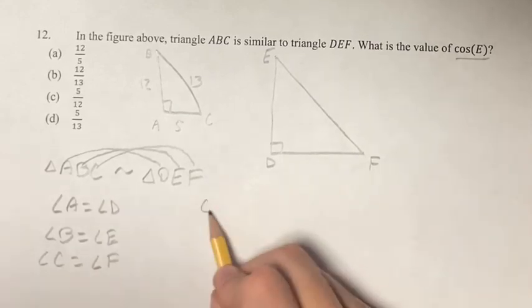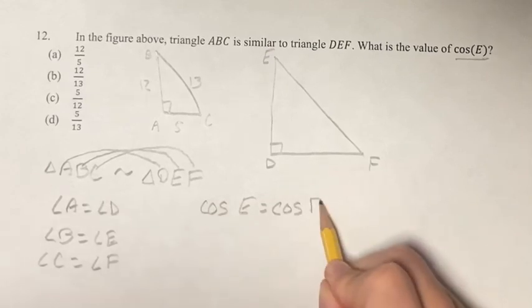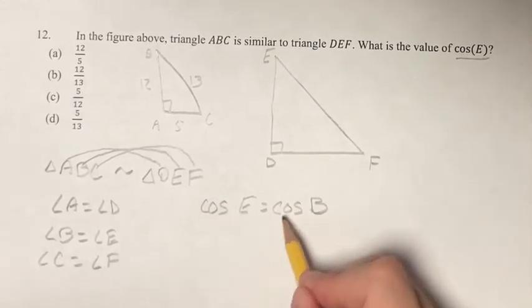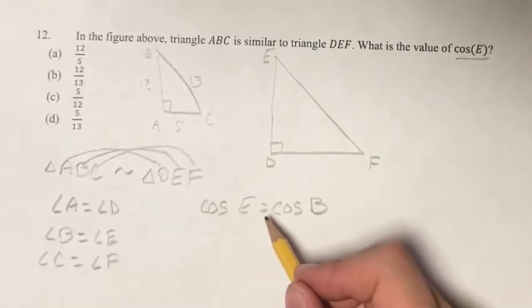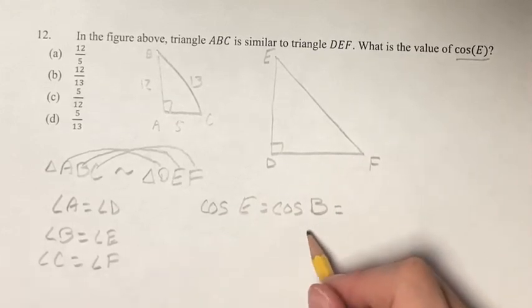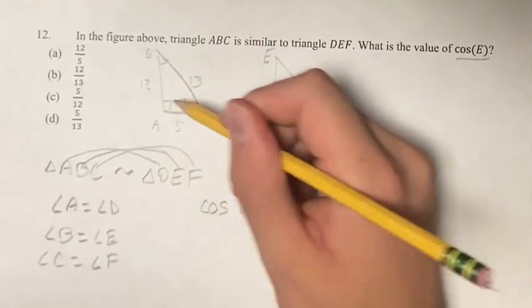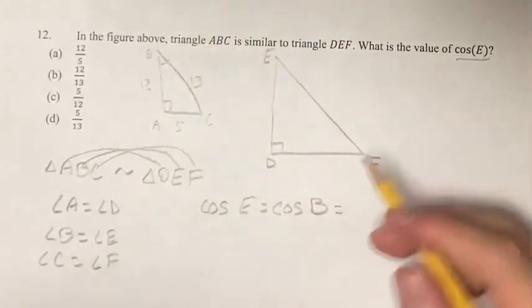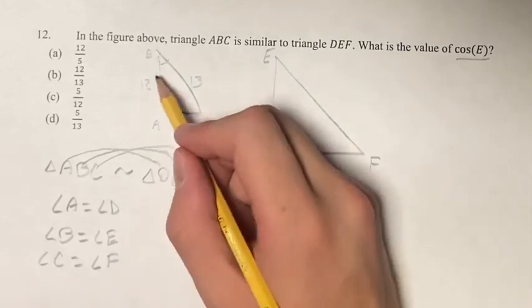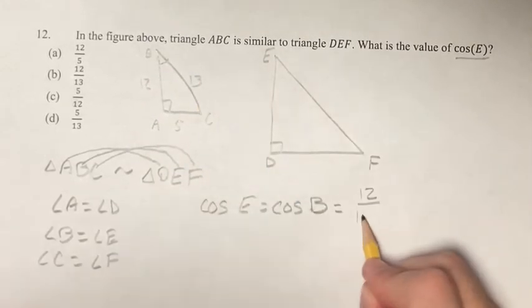So if we're looking for cosine of E, that can be equal to cosine of B, right? Because if they're the same angle size, then they're going to have the same cosine. So what is the cosine of angle B? Well, if B is this angle here, the side adjacent to it, because cosine is the adjacent side, which in this case is 12, over the hypotenuse, which is 13.